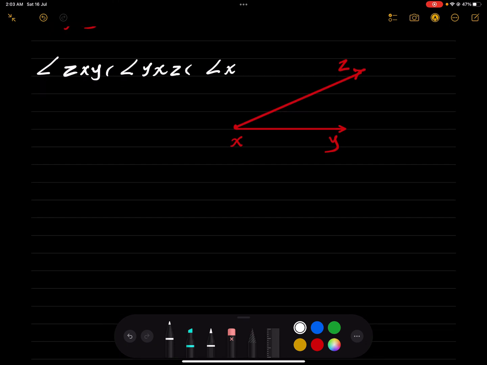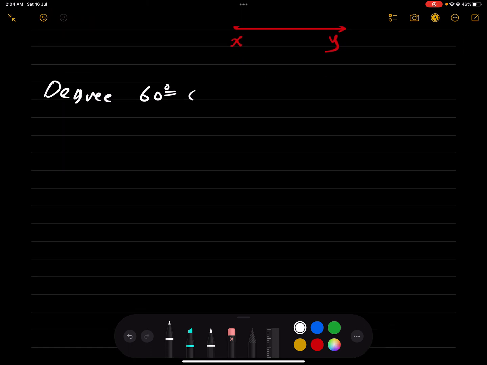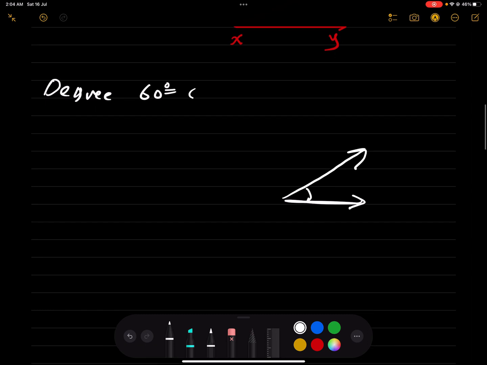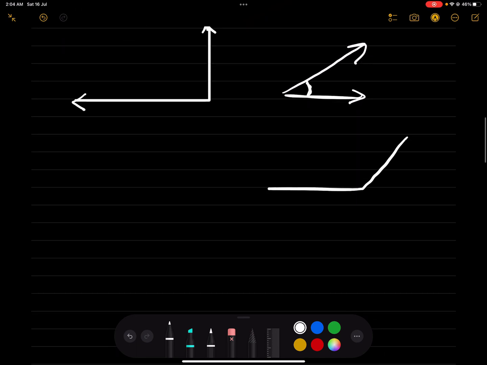To measure how much something is rotated, we use a special unit. It's called a degree, like this. We get here 60 degrees. The degree is a unit to express the rotation, or the value of rotation, of the two rays. So let me draw some angles like this. We got here the first angle, and here the next angle, and this will be the third.